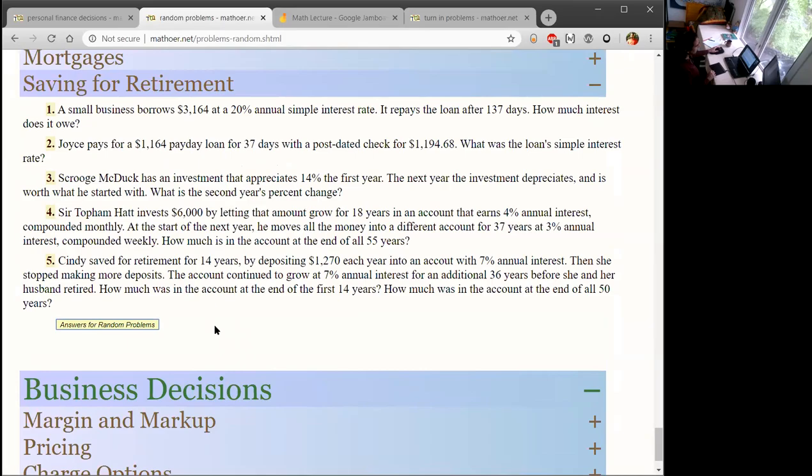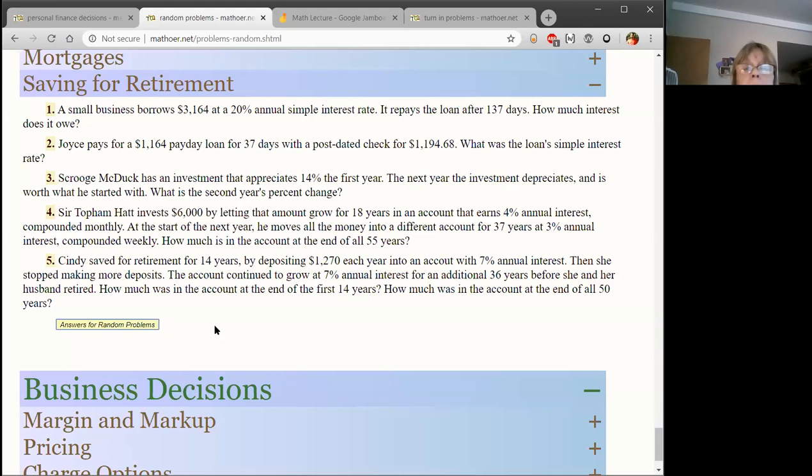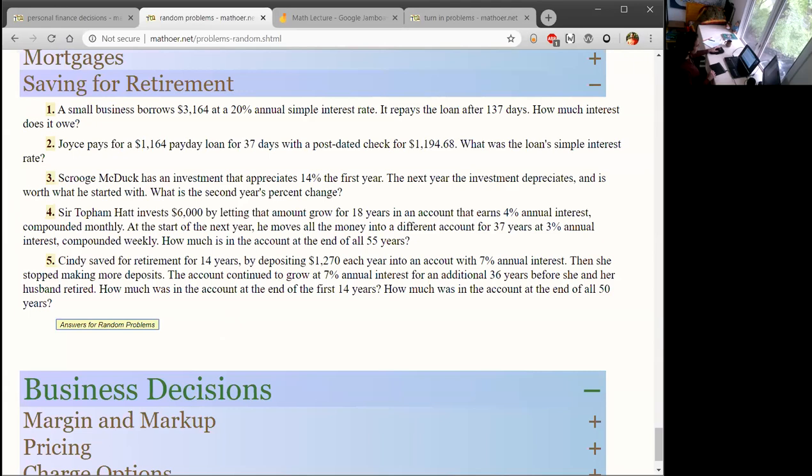Do 5. We should do 1 or 5. Okay, if you didn't pick 5, I was going to pick 5, so. Great minds think alike.